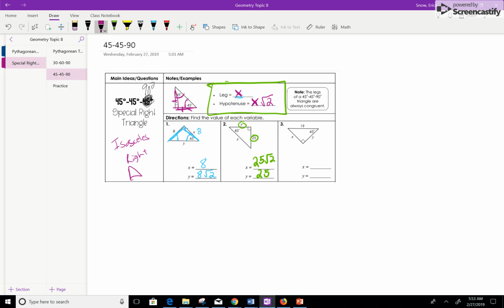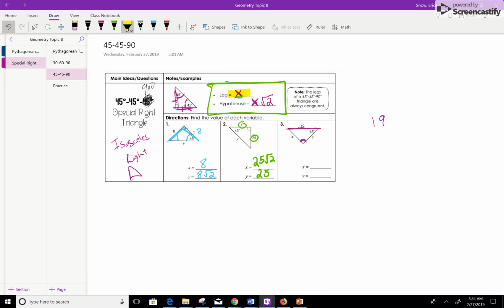Okay, now the last one is where it gets tricky. So this one, they gave us the hypotenuse. So if the hypotenuse is 19, how do we get back to our leg measure? Because the leg is x. Whoops. The leg is x, not the hypotenuse.